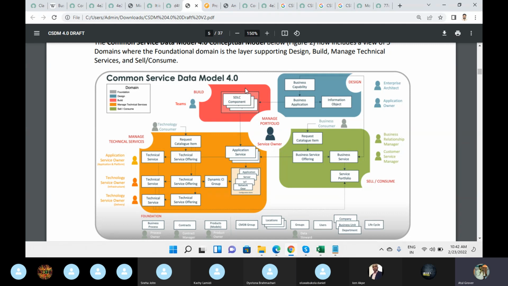But when I was going through the overview perspective, I found that number one, they introduced a build phase here.